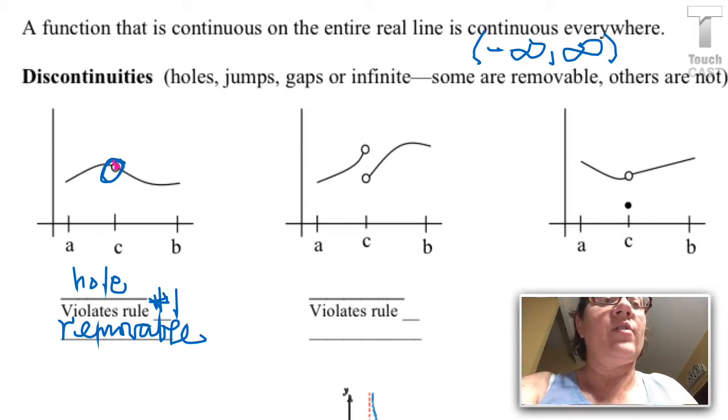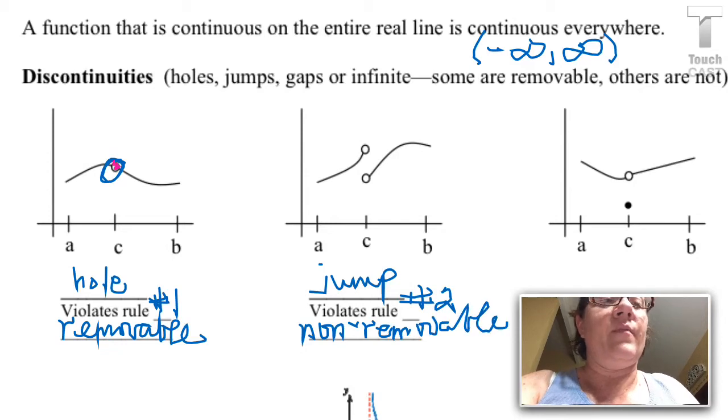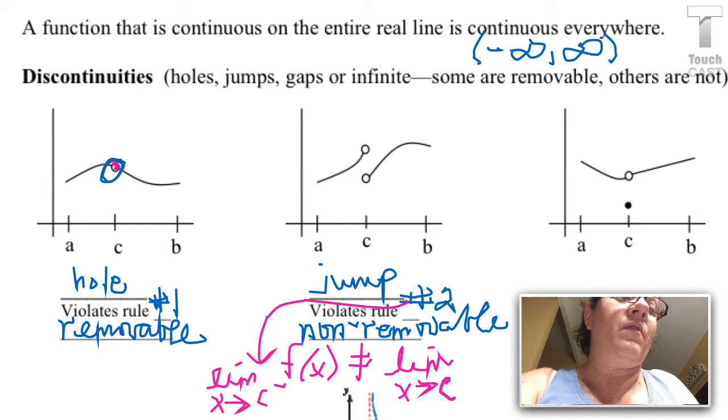The second one has a jump. I have to literally pick up my pencil and move it, so it violates rule number 2, and it's not removable because even if I try to fill in a bubble, I still have the jump, so there's no way for me to really fix it. The whole reason, just as backup, that it violates rule number 2 is if I look at the limit as I approach c from the left, it does not equal the limit as I approach c from the right.